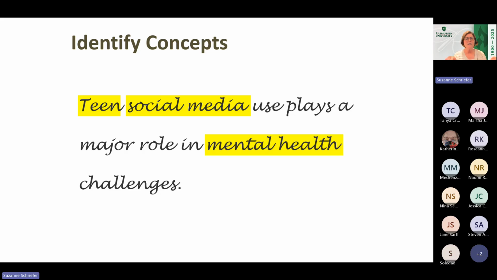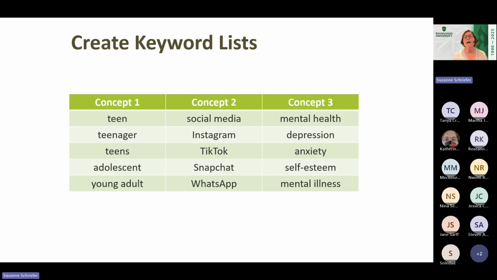Can you see why it's helpful to just free write a little bit about your topic? Because it helps you identify those keywords. So we have three concepts: teenagers, social media, and mental health. Okay, so remember, I said that we are searching full text. And remember all the things that you're searching when you type a word in?